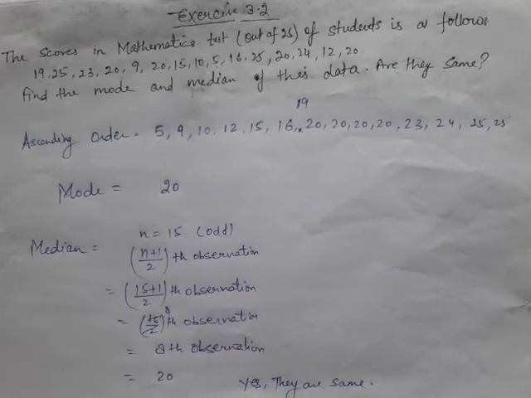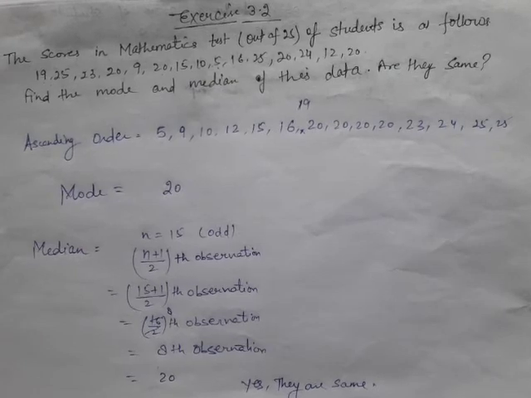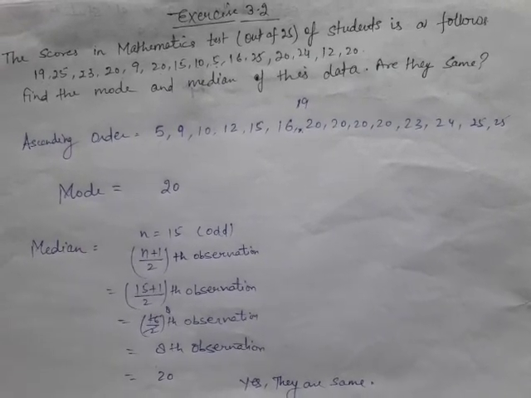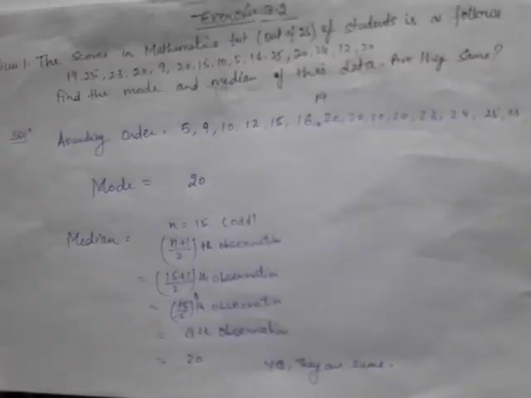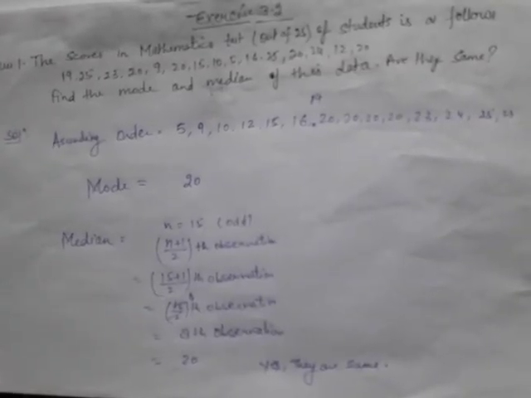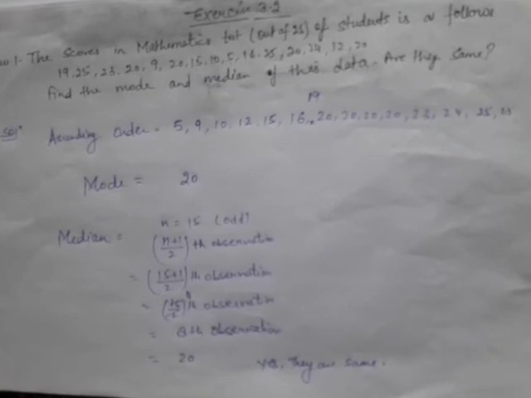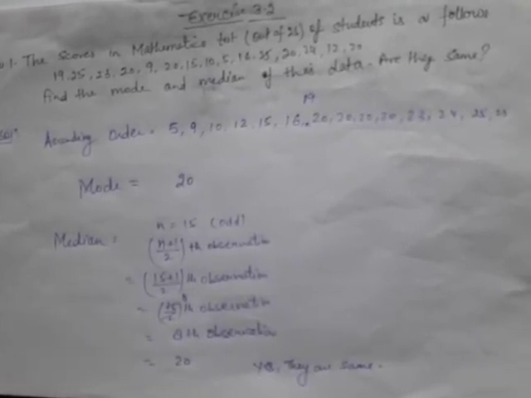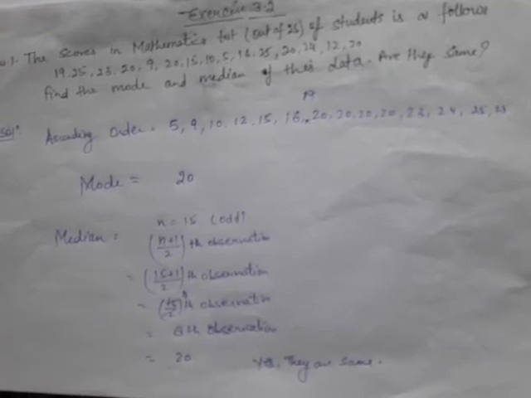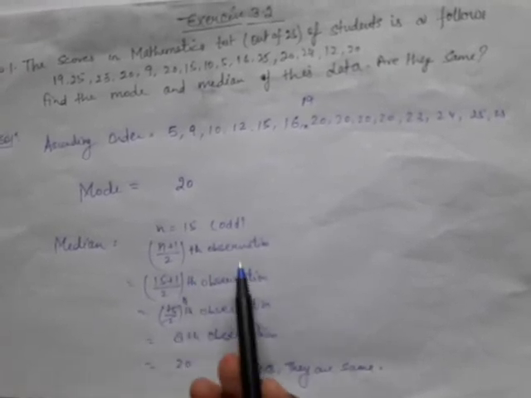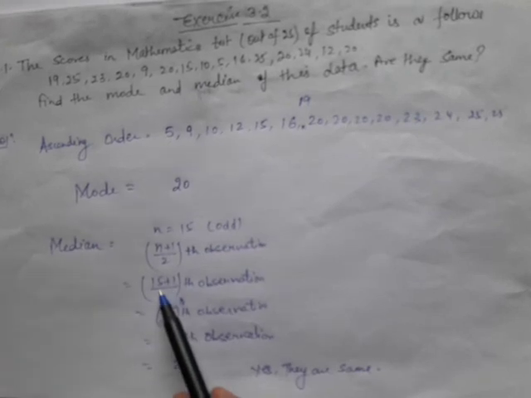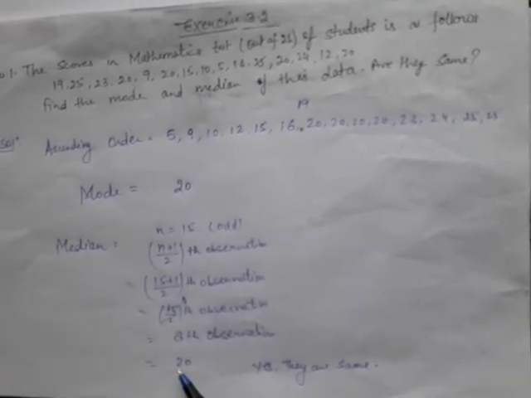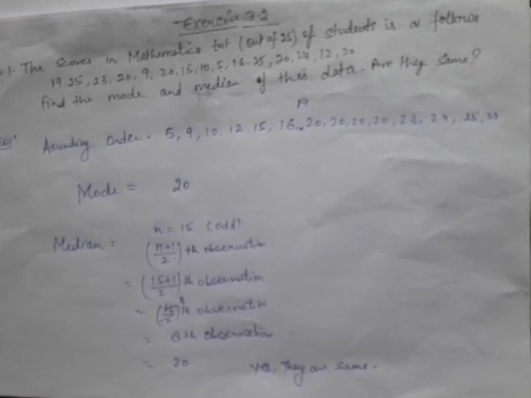In this question, mode and median are asked. If the mode is asked, first of all you arrange data in ascending order. Clear? Mode is 20 because 20 is coming the maximum number of times, that is the mode. For median, n equal to 15 is odd. So the odd formula we know is (n plus 1) by 2 observation, n equal to 15, so 15 plus 1 by 2, 16 by 2, 2 8s are 16, 8th observation is 20. Yes, they are same.